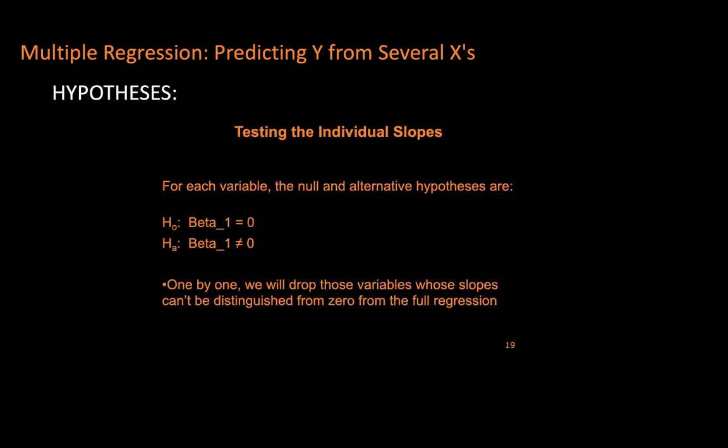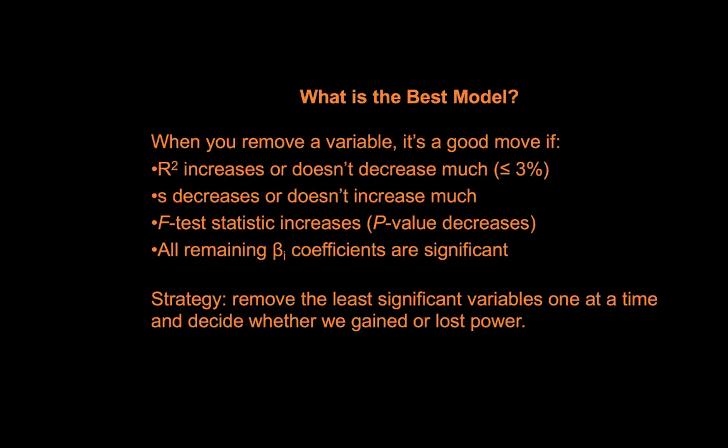Some hypotheses. Testing the individual slopes. For each variable, the null and alternative hypotheses are: null hypothesis, beta 1 is equal to 0, and alternative hypothesis, beta 1 is not equal to 0. So basically the population slope. One by one, we will drop those variables whose slopes cannot be distinguished from 0 from the full regression.